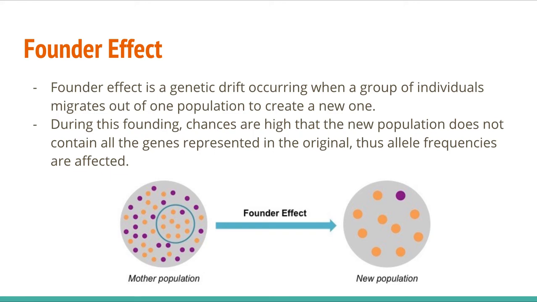Another type of genetic drift we deal with is the founder effect. The founder effect is when you have a small portion of a population break off and form a new population on their own. A group of individuals migrates out of one population and forms the new population, and just like in a bottleneck, the new population probably doesn't represent the original population really well.